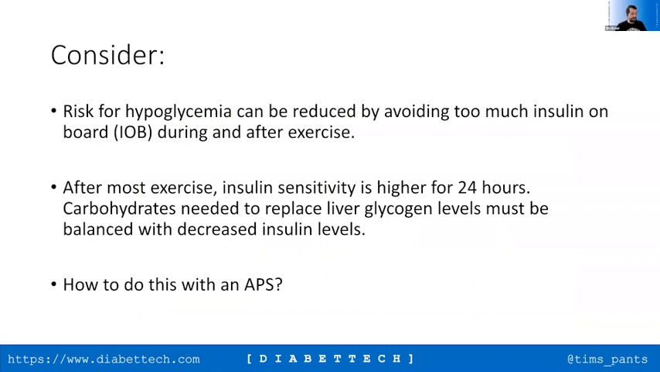The key things to consider around exercise and APS systems, and the same is true whether you're using a commercial system or a DIY system, is that you're trying to reduce the amount of insulin on board during and after exercise, where the exercise is likely to cause a low glucose level during the exercise or after exercise. So the type of exercise that you are doing does become important in this.